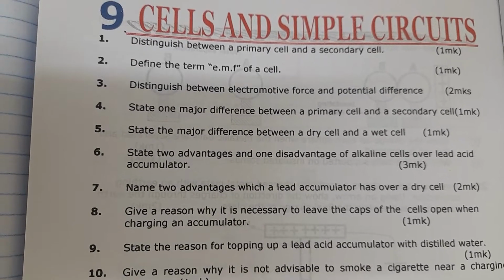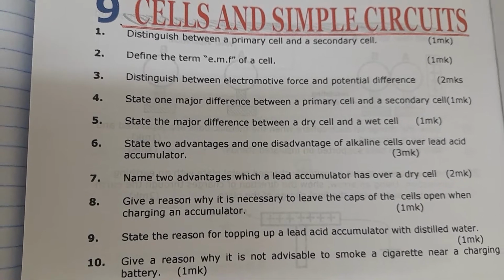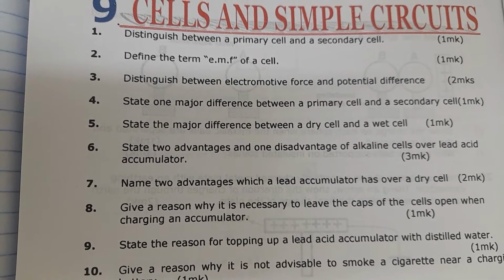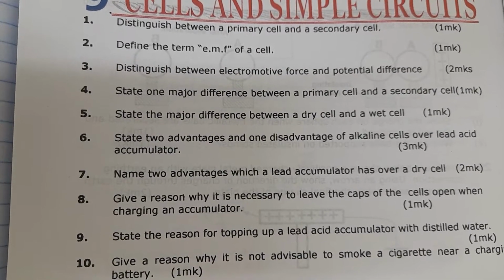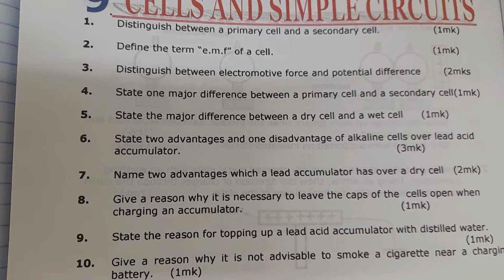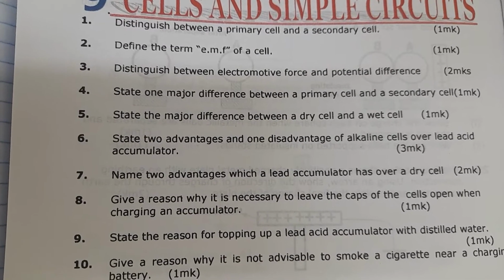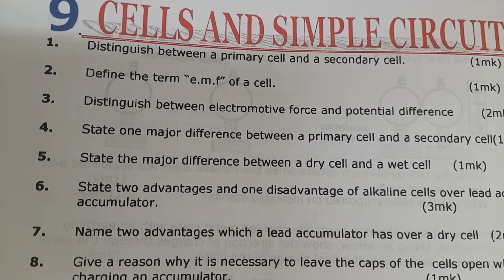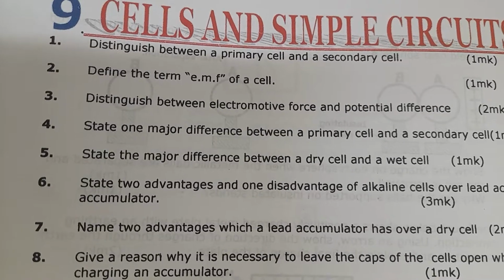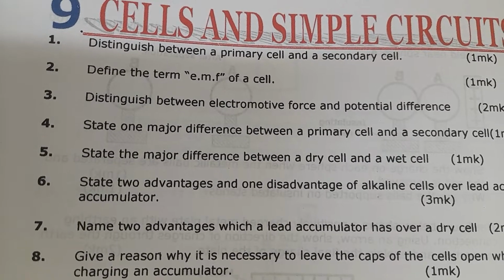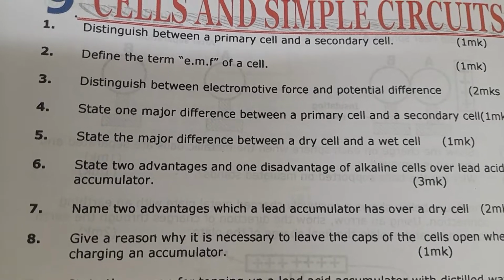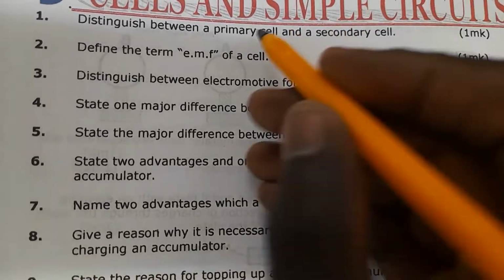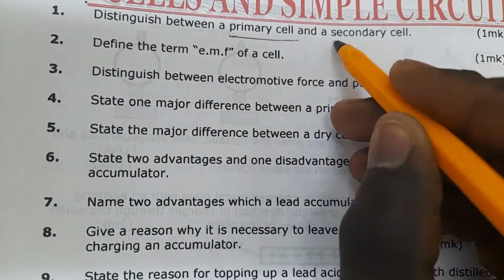So today I want us to check on some of the questions here concerning cells and simple circuits. I have prepared for you 41 questions, but for today we will answer the first few questions so that each day you will be following me as we are answering these questions. As you can see, the first question reads: distinguish between a primary cell and a secondary cell. This is a question that wants you to differentiate between the primary cell and the secondary cell.